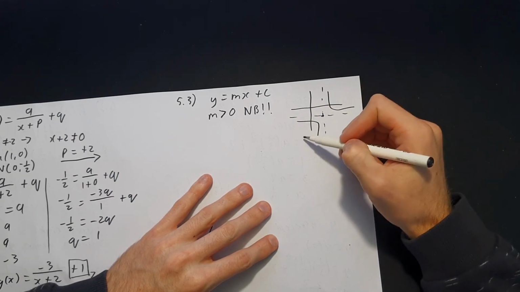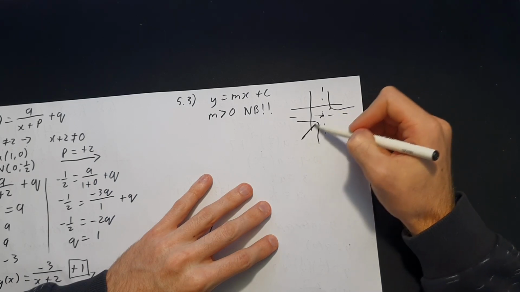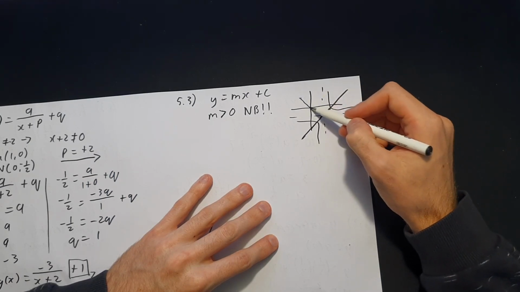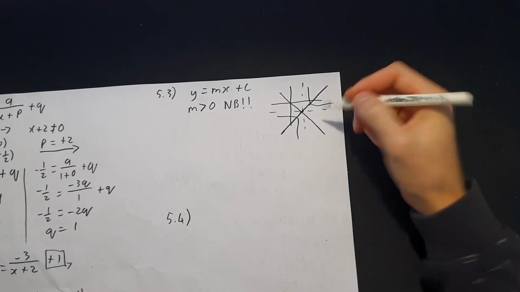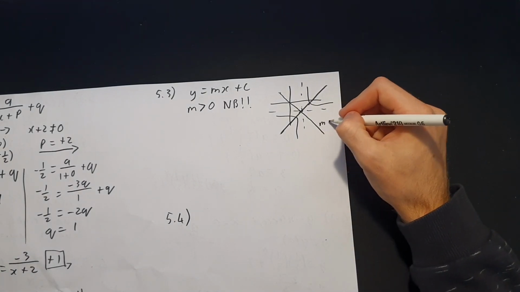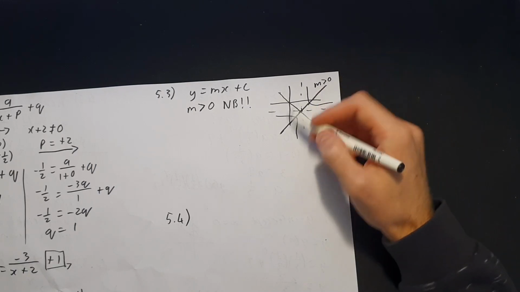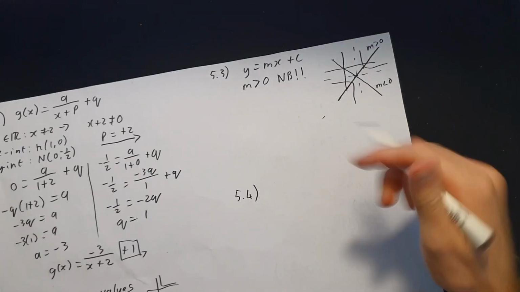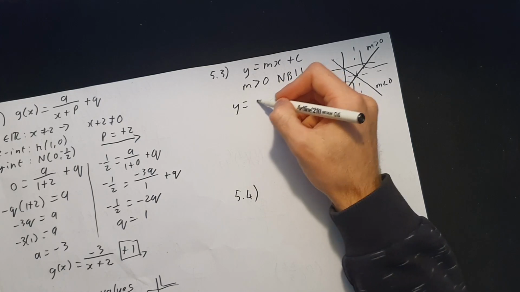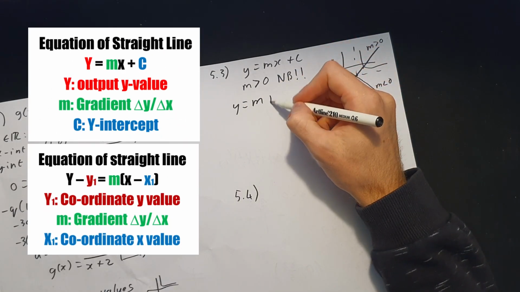Okay, the lines of symmetry will always sit at a 45-degree angle. One will be negative and one will be positive. This one will be where m is less than 0, and this one will be where m is greater than 0. So we know we're looking for this line over here. So we need to solve y equals mx plus c.